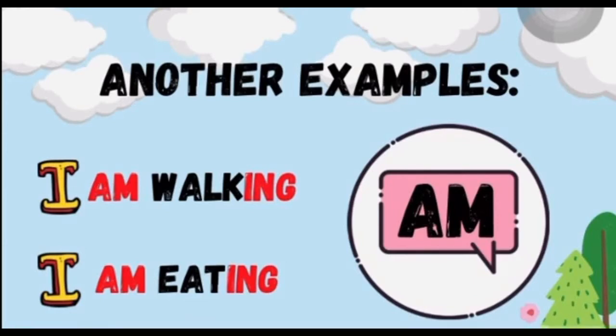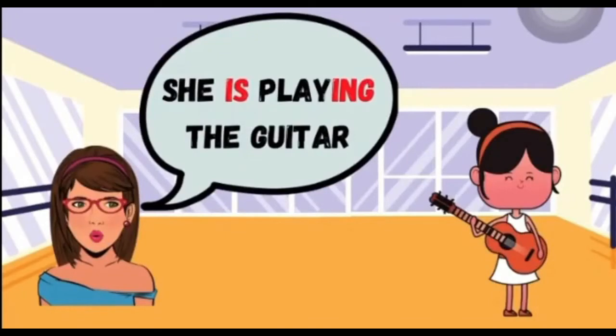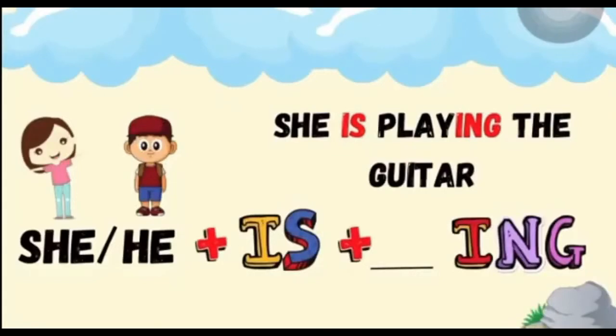These are other examples. I am walking. I am eating. She is playing the guitar. Singular subjects such as she or he must be followed by is. She is. He is, such as she is playing the guitar.